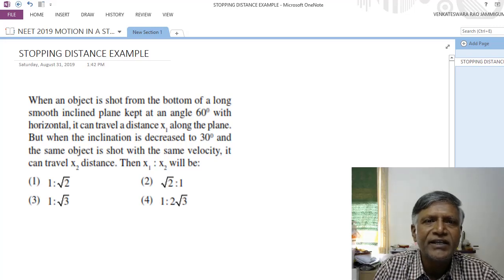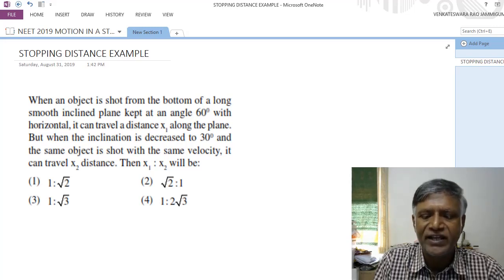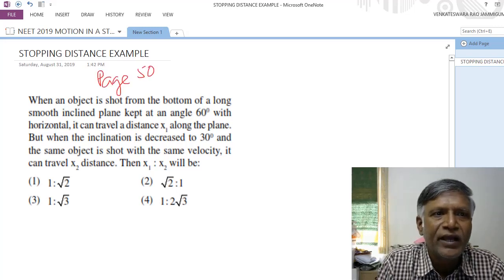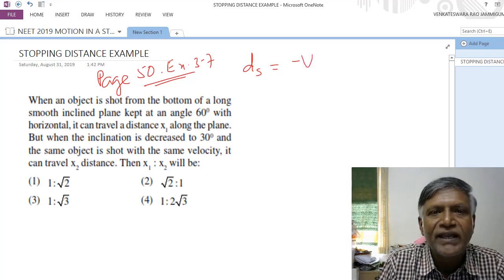In NTA NEET 2019, in the physics paper, from motion in a straight line, only one problem is given, and that problem is about stopping distance. Stopping distance is given on page 50, and the example is 3.7. Here this formula is there. Directly, stopping distance ds is equal to minus v naught square by 2a.